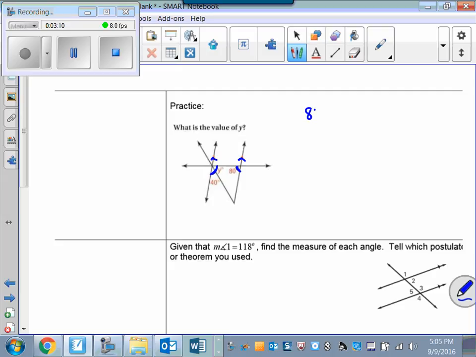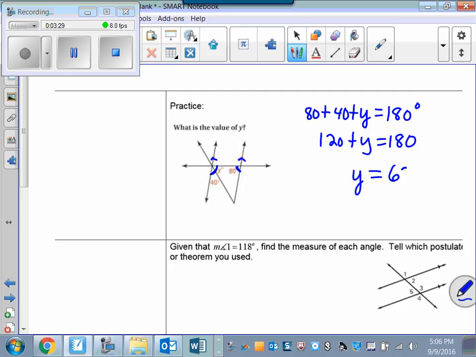So I know that 80 plus 40 plus y has to be 180 degrees, right? Supplementary angles. So 120 plus y is 180. So that tells me that y has to be 60, 180 minus 120. Now, do I need to put my degrees on the 60? I don't need to, do I? Because if you look, the y already has the degree symbol on it. I can't get my little cursor out of the way there, but it's telling me that is y degrees, so I don't have to put the degrees on the 60.